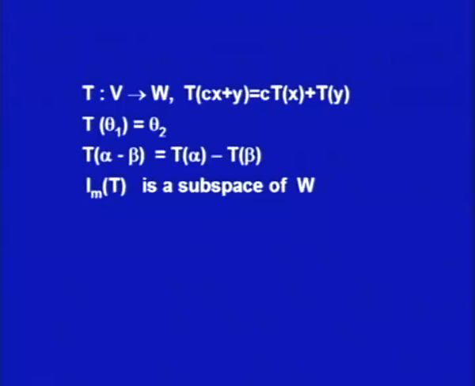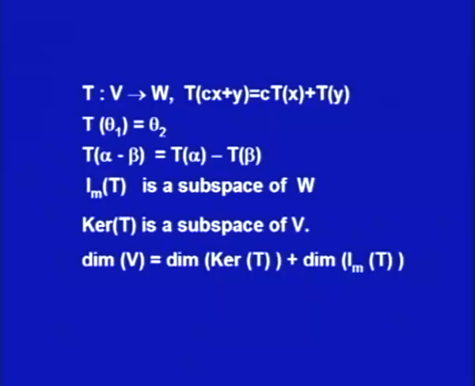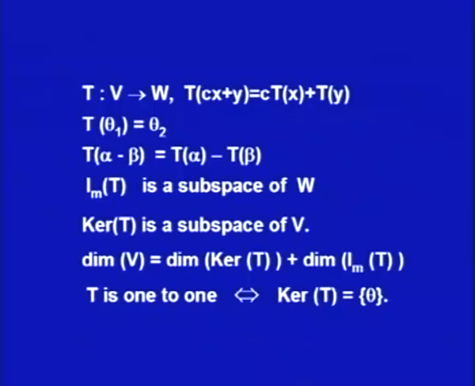Image of T is a subspace of W, image T being the range set for the transformation T, and kernel T is a subspace of V. We have further discussed that dimension of V is equal to dimension of kernel T plus dimension of image T. We have also discussed that if T is 1 to 1, then kernel T is theta itself.